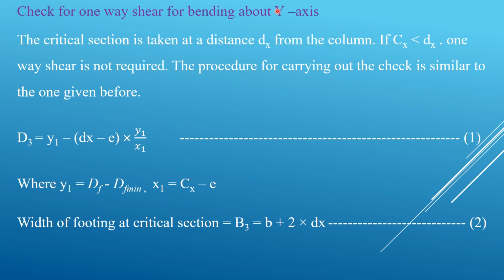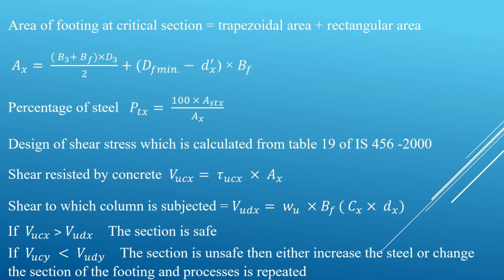Depth of the footing at the critical section above the rectangular portion is expressed as d3 is equal to y1 minus (dx minus e) into y1 upon x1, where y1 is equal to Df minus Df minimum and x1 is equal to Cx minus e, where Cx is the cantilever projection along the x direction and e is the offset provided for the footing. Width of the footing at the critical section is expressed as b3 is equal to b plus 2 times dx. Area of the footing at the critical section is equal to trapezoidal area plus rectangular area, that is Ax is equal to (b3 plus Bf) into d3 divided by 2 plus (Df minimum minus d dash x) into Bf. Percentage of steel is expressed as 100 into Astx divided by Ax.